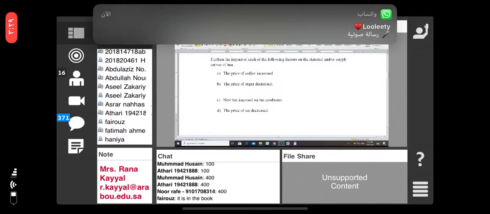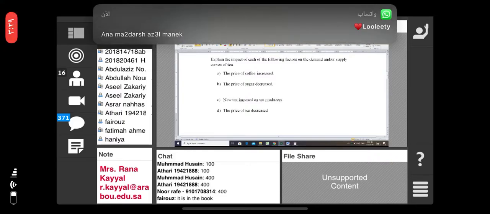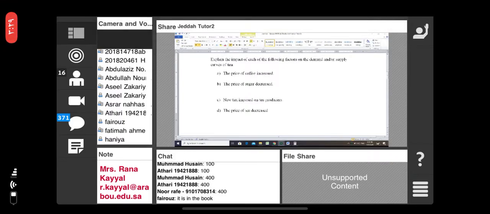Question number 2. Explain the impact of each of the following factors on the demand and or supply curve of tea. So number 1, I have 4 points A, B, C, D. For each one I will say whether it affects the demand side or the supply side, and then what type of effect. Is it increase or decrease, shift, movement, and so on?